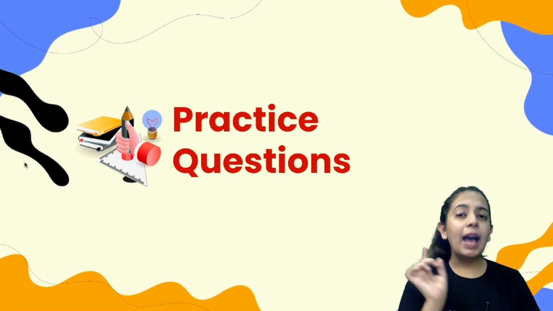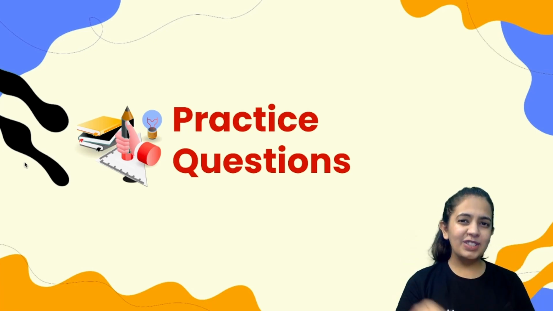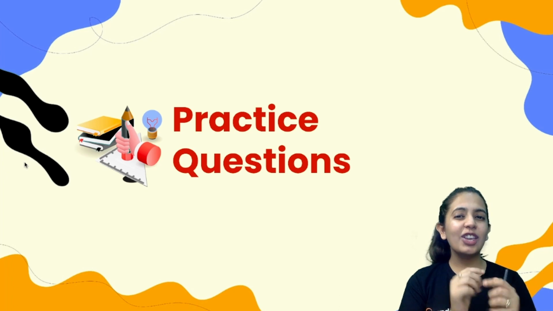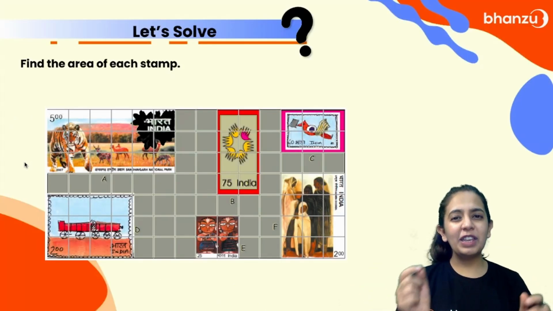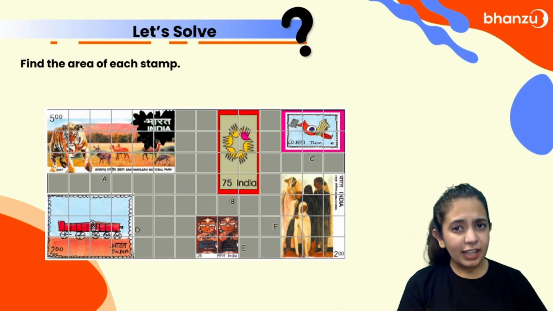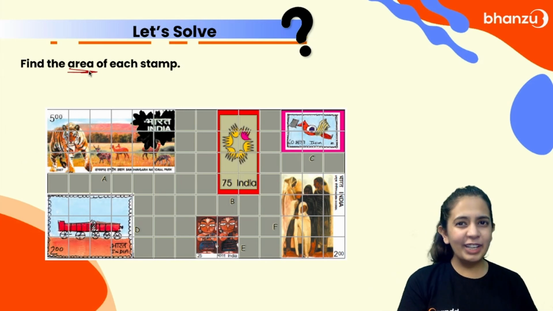So one by one, I'm going to show you some questions. You have to pause the video, try out those questions by your own, and then check your answers with mine. So let's get started. Here is the very first question. And what we need to do here, we have to find the area of each stamp. You already know how to find area of any shape, right?